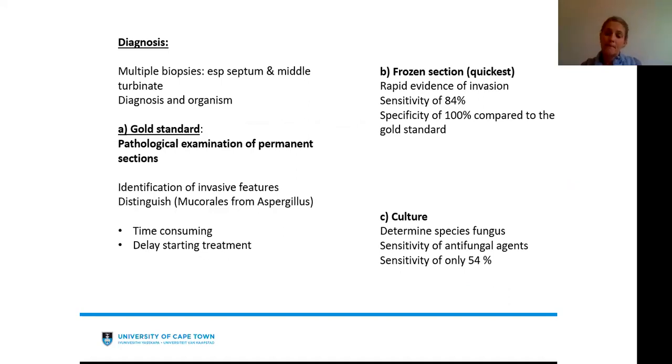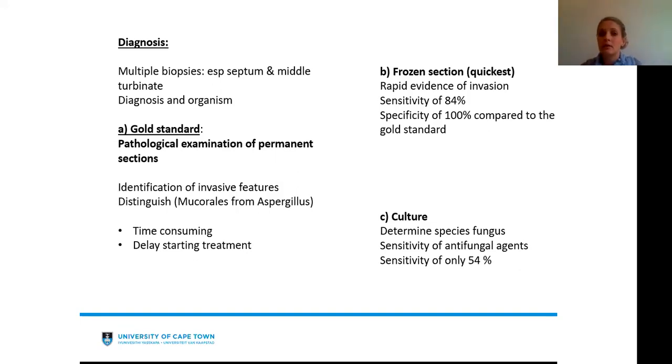When you want to make the diagnosis, you have to do multiple biopsies. You want to biopsy that middle turbinate especially, and especially the nasal septum. The purpose of the biopsy is obviously to make the diagnosis and also to get an organism so you can direct your therapy. The gold standard of making a diagnosis is really pathological examination of your sections. They can use various features to identify invasive features, and they can also distinguish your mucorales species from aspergillus. But this is quite time consuming, and if you rely purely on this, there may be a delay in starting treatment. So we need a better solution.